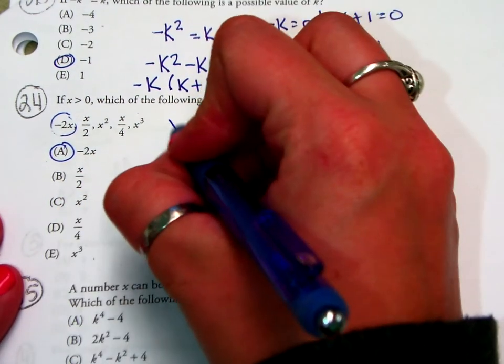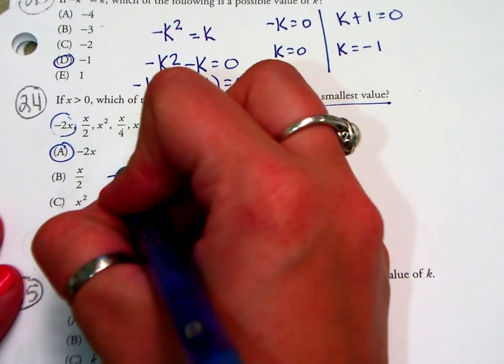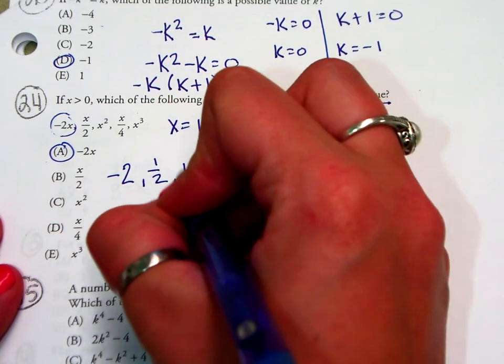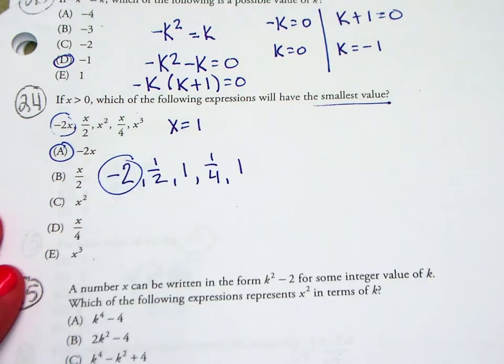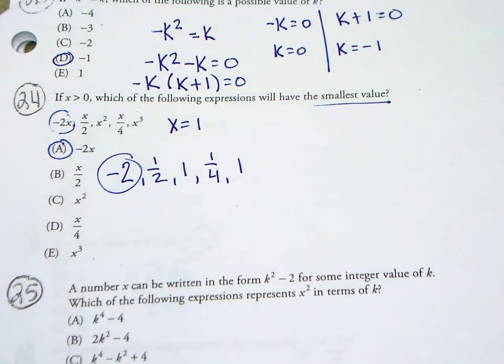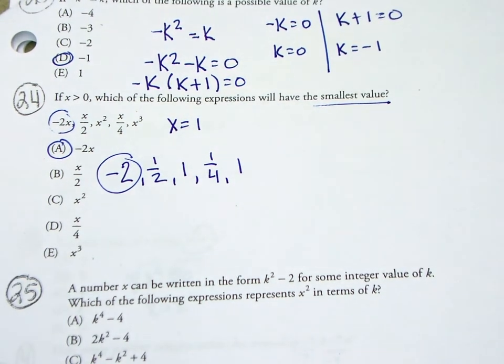You could also do this. Let's make x equal to 1. I would get negative 2, 1/2, 1, 1/4, and 1. Well, the smallest is negative 2. So you could use just thinking through it, or you could actually plug in a value.